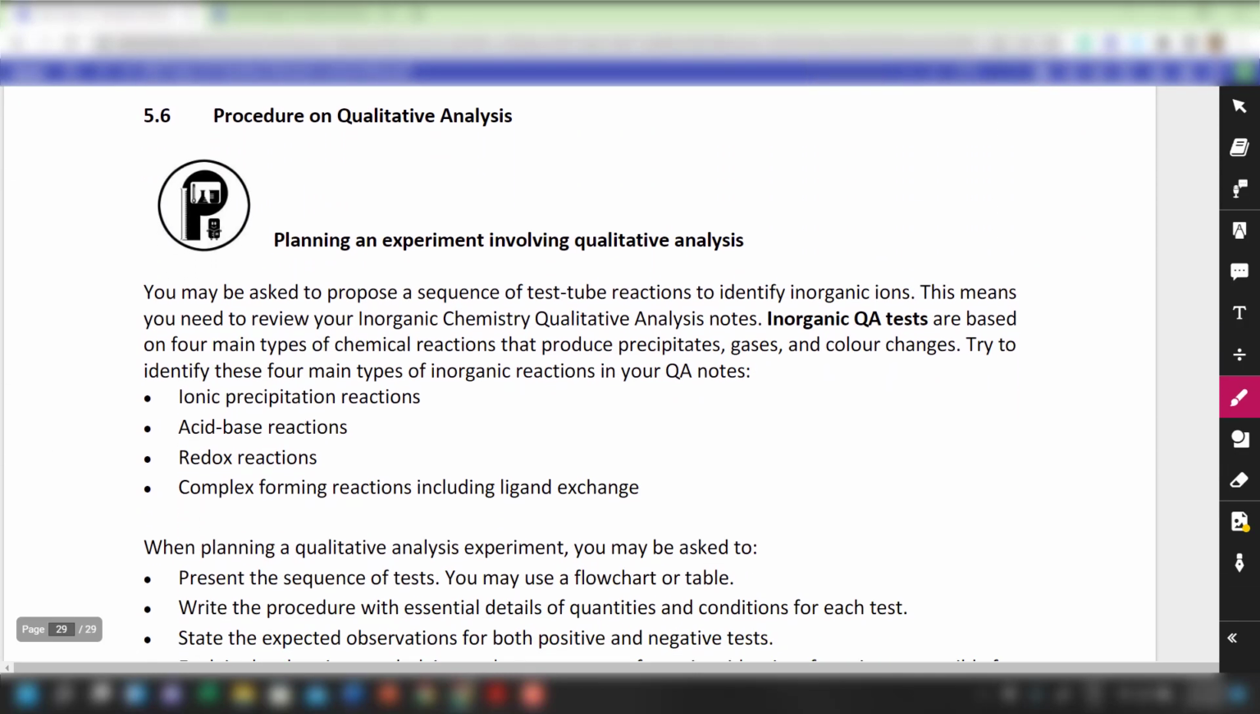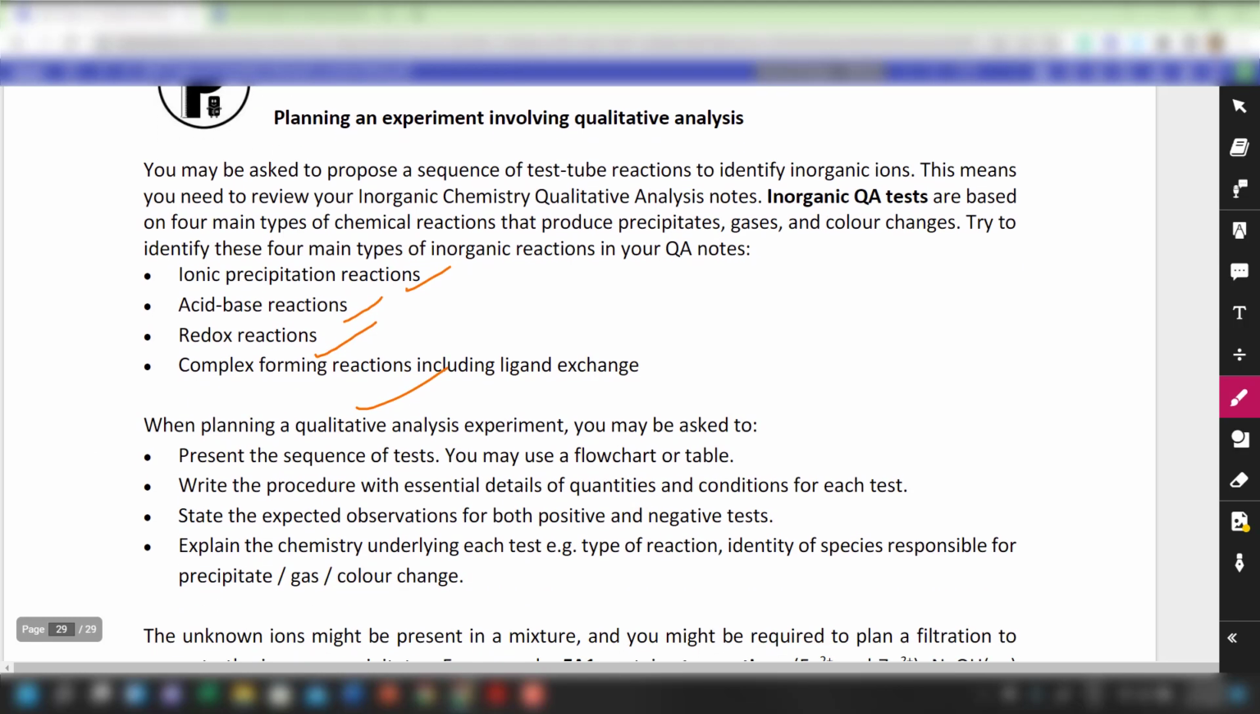5.6, we have the procedure of qualitative analysis. So you may be asked to plan a sequence of test tube reactions to identify inorganic ions. Okay, so you have done this, I think, once or twice. So please review what you have learned from the lectures and the laboratory work, as well as some of these reactions from your QA notes, especially ionic precipitation, acid-base reaction, redox reaction, and complex formation involving ligand exchange.